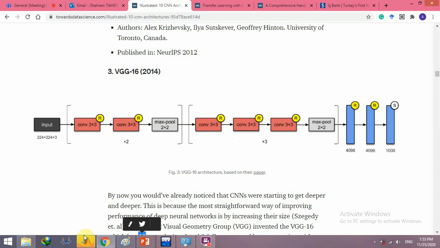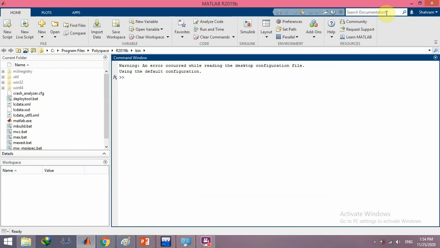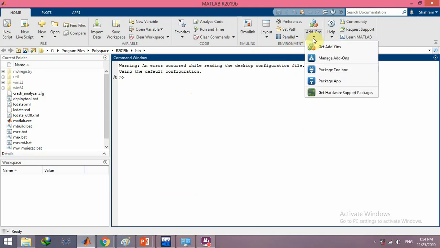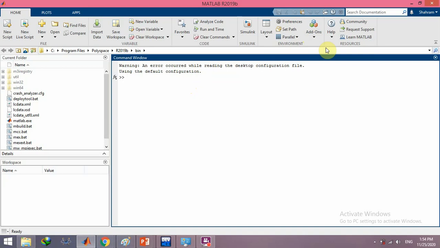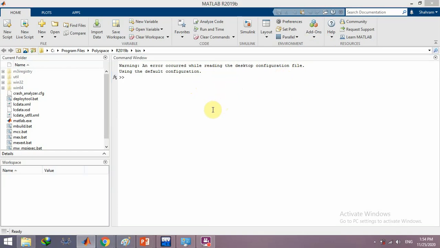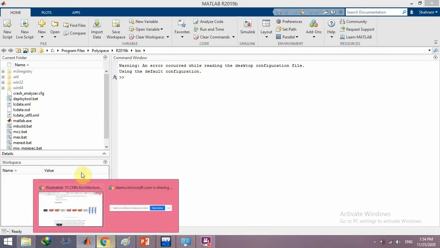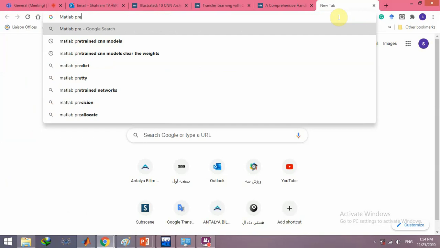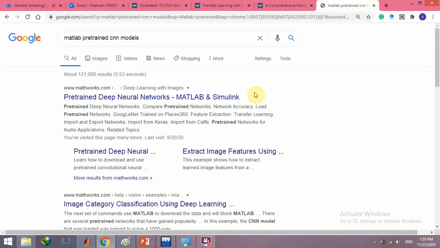Let me show you how we can perform it in Matlab. First of all, you have to download one of the existing architectures. In my system, I downloaded all of the architectures before, so it is hard to show you. Let me show you one example. From the add-ons, you can download new packages and add them to your Matlab. Let me see. Matlab pretrained CNN models. Let's check it.